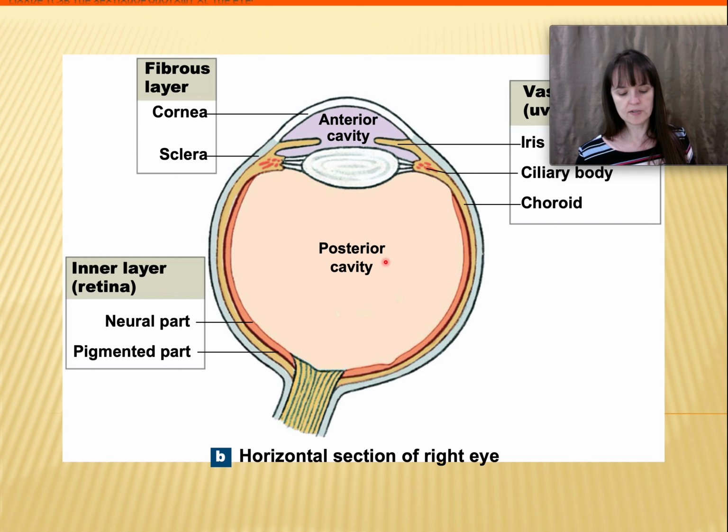So does the vitreous body circulate? No. Is it replaced routinely? No. Is it replaced ever? No. Born with it. Okay.